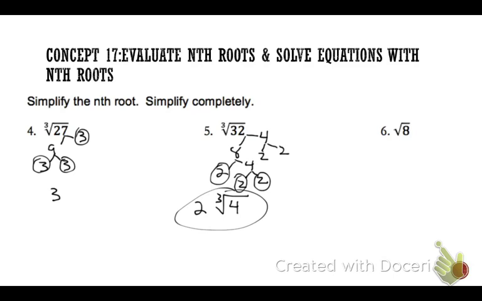And then finally the square root of 8. So we can think of that as the square root of 4 times the square root of 2. And then we can take the square root of 4, which is 2, and then times the square root of 2.